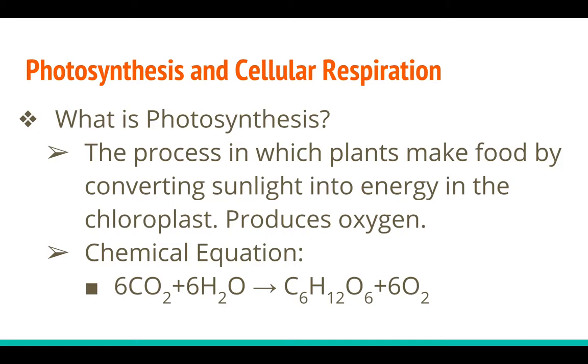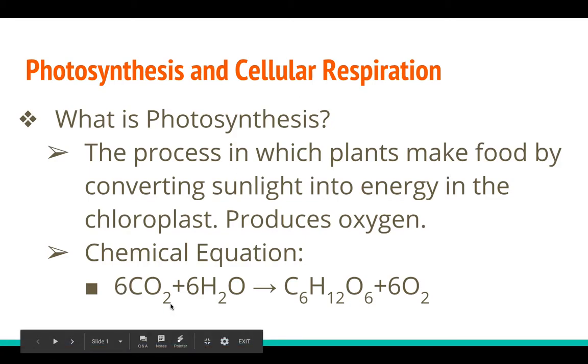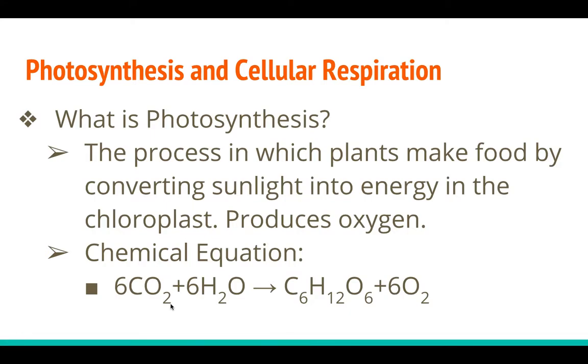Below is the chemical equation for photosynthesis. I request that you write it the exact way I did, because if you didn't, it would be wrong. Please make sure that these little numbers are written as little numbers. Your chemical formula is 6CO2 plus 6H2O yields or produces C6H12O6 plus 6O2. If you need to finish writing this slide, please pause now.